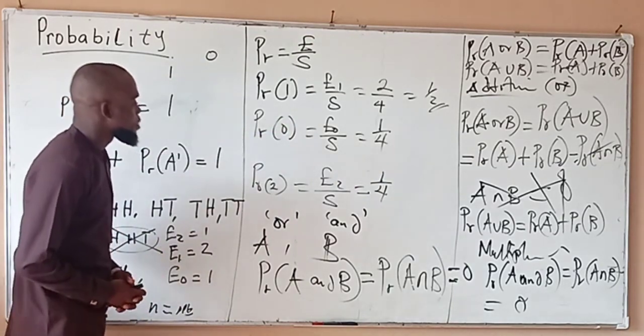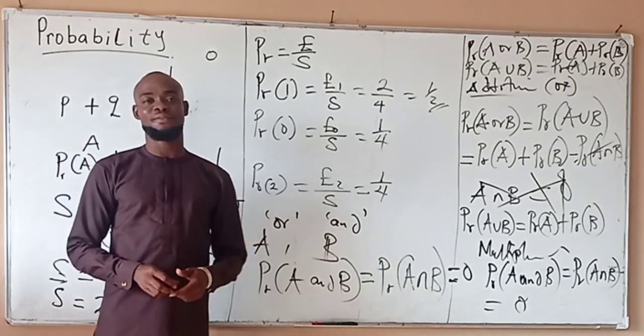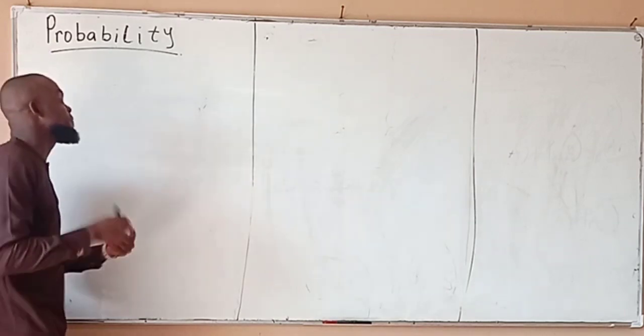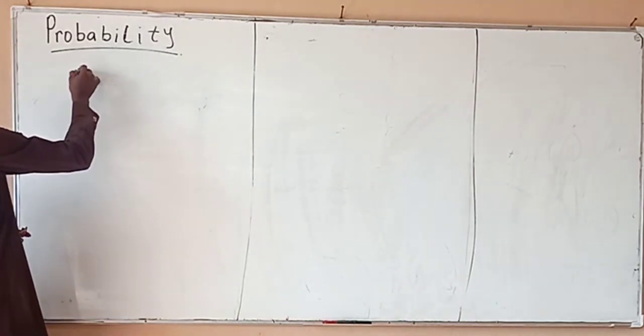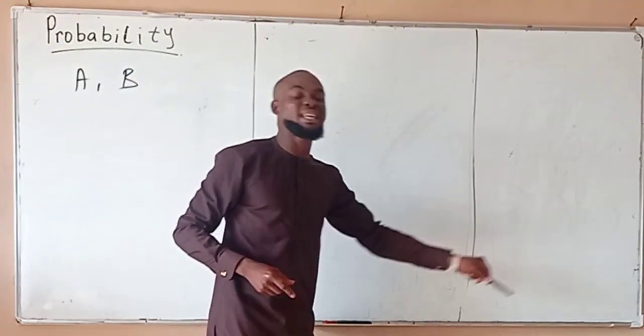Now let's look at independent events and dependent events. Independent events. Now, events A and B are said to be independent.